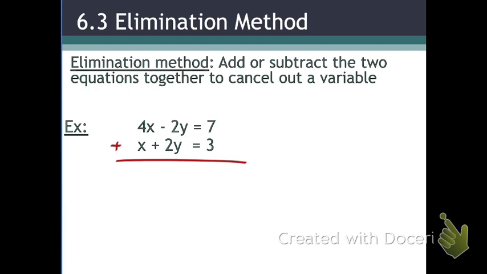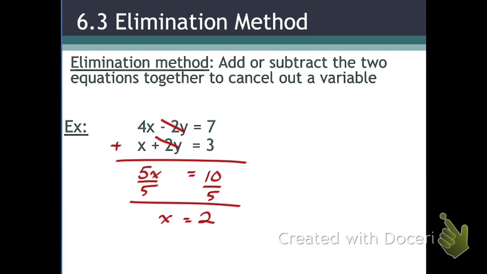And the reason we're going to do that is because I have a negative 2y and I have a positive 2y. And if I combine those two things together, I have 0 y's left. If I combine my x's, 4x plus 1x, I have 5x. Add my 7 plus 3, which is 10. And I already have found out here, based on just eliminating my y's, that x is going to be equal to 2.